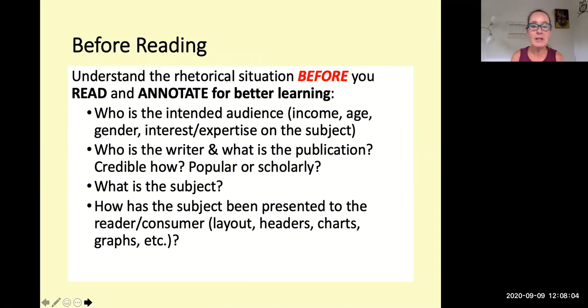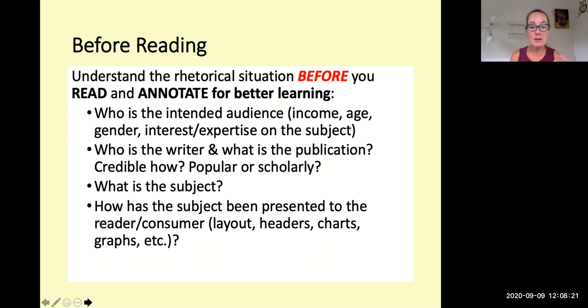Before reading, understand the rhetorical situation before you read and annotate for better learning. Who's the intended audience? Think about the demographics, their income, age, gender, interest, expertise on the subject. Who's the writer and what's the publication? So is the writer credible in their own right?